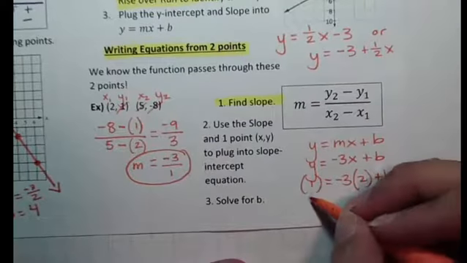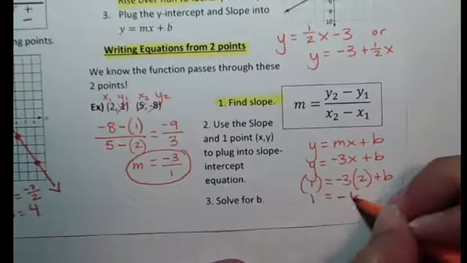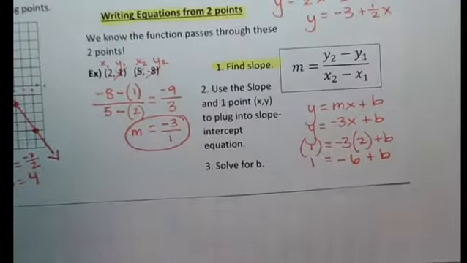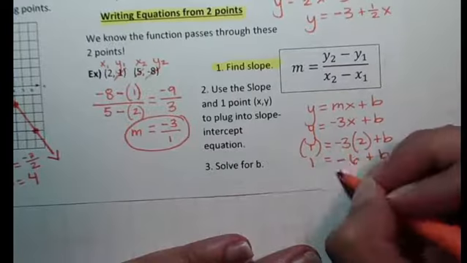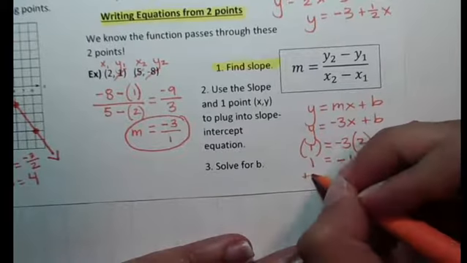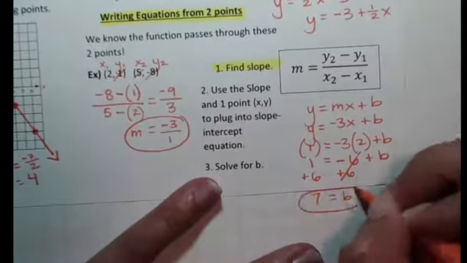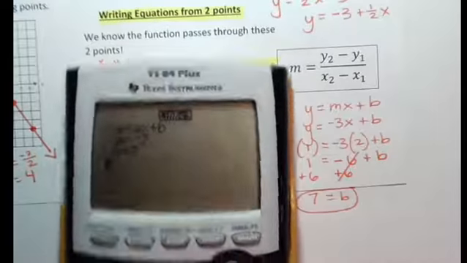So I'm going to go ahead and solve. I have 1 is equal to -3 times 2, which is -6, plus the b. Now I want to get b by itself, so how do I get rid of this -6? I'm going to add 6 to both sides. And I end up having 7 is equal to b. So that's where they came up with the y-intercept here.